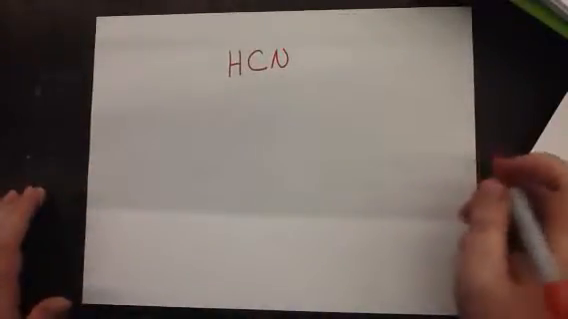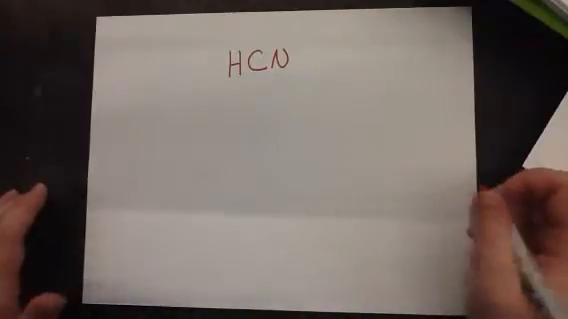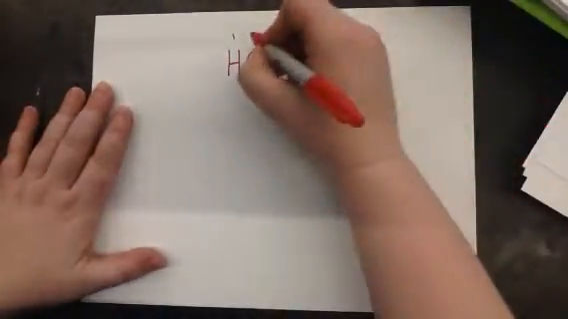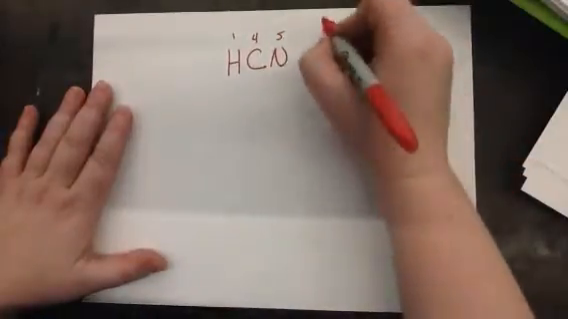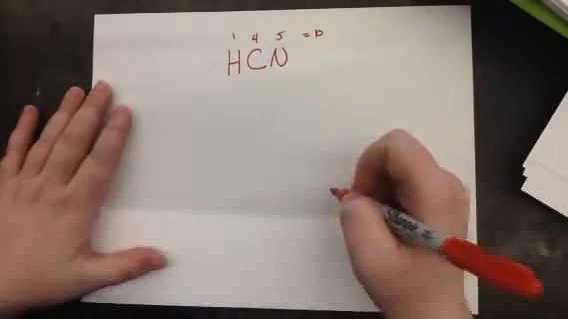So here we're going to look at how to draw some Lewis dot diagrams for a few molecules that do obey the octet rule. So for HCN, our first one, our first step is to calculate the number of valence electrons. Hydrogen has 1, carbon has 4, and nitrogen has 5. So if we add those up, we have a total of 10 valence electrons.